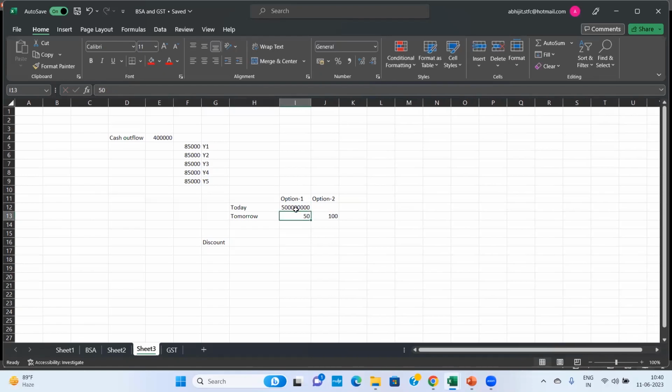Then one day can make a huge difference. Right? So the concept is applicable, might be even in some paisa, 1 paisa or 2 paisa, but there will be certain difference.